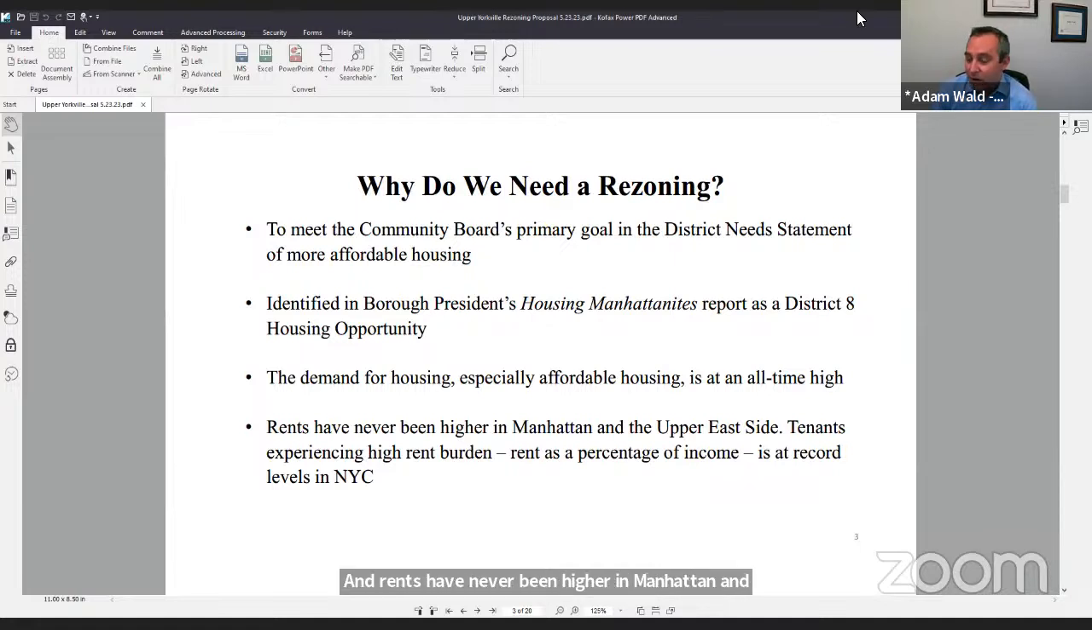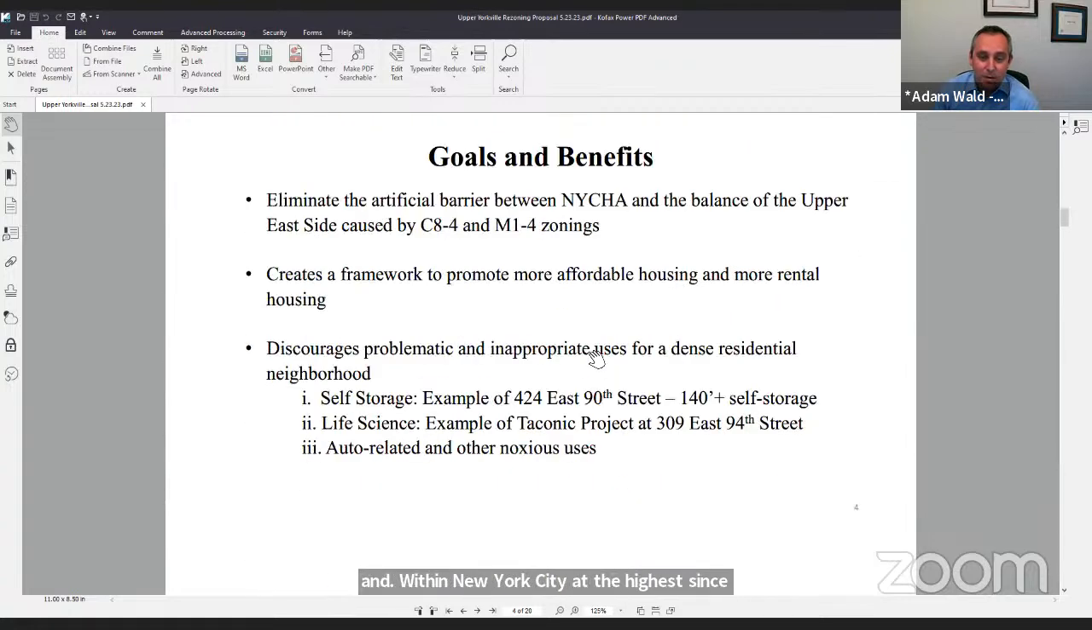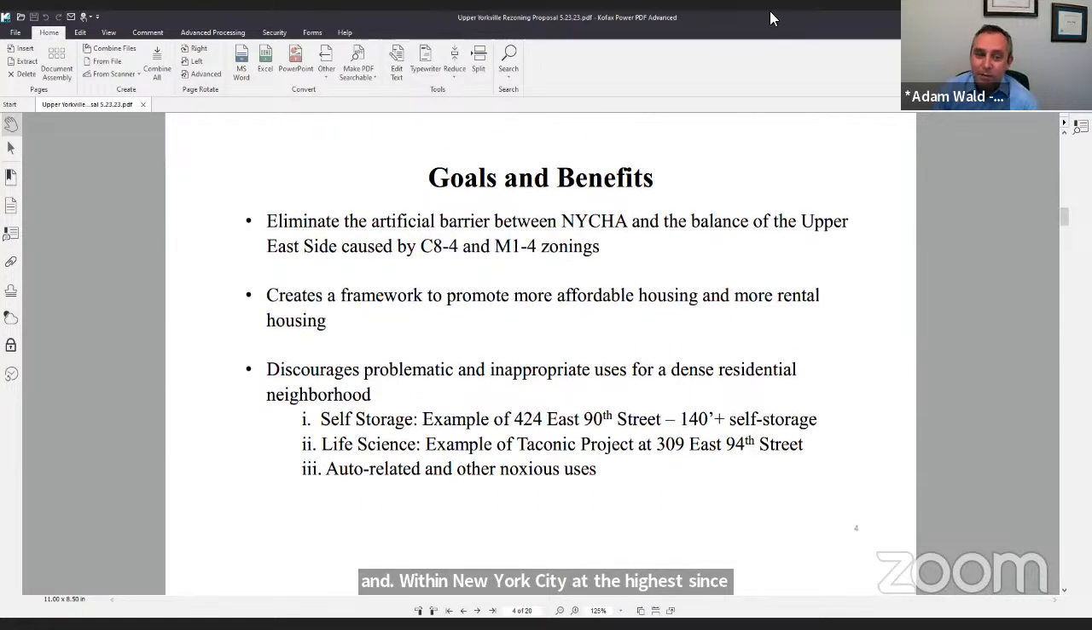Tenants are experiencing a very high rent burden, which is expressed as rent as a percentage of income. And in New York City, it's a record high for the nation. And within New York City, it's the highest it's ever been. So the main goals and benefits are to rezone these two areas to eliminate the artificial barrier that exists between Isaacs and Holmes and the balance of the Upper East Side. And we think that this will create a framework to promote more affordable housing and more rental housing.